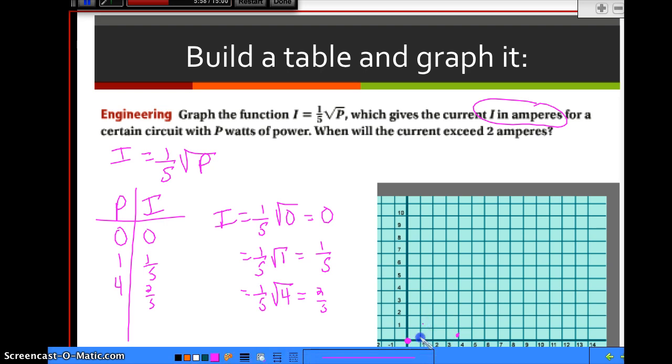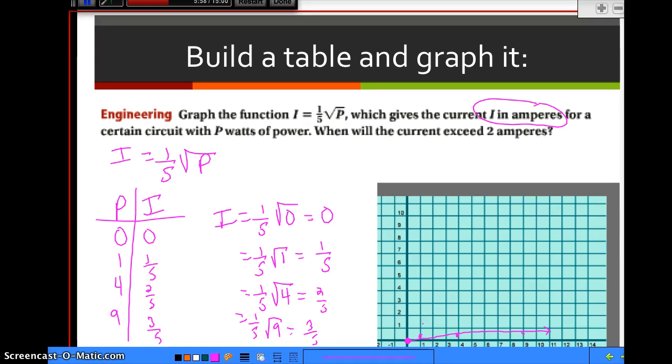Let's see, what else is a perfect square? 4, 5, 6, let's try 9. Square root of 9 is 3. Oops, I'm putting it in the wrong spot. So we've got 1/5 square root of 9. Square root of 9 is 3, and 3 times 1/5 is 3/5. Wow, this is barely creeping up. Notice, guys, that this is going very, very slowly.